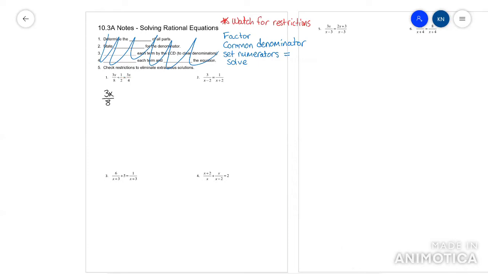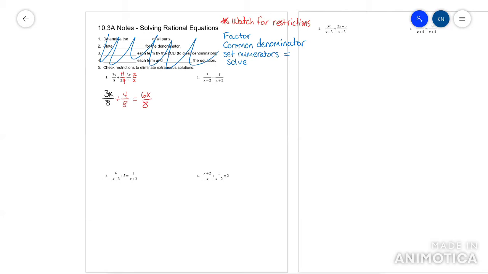So like this 1/2, it's going to get multiplied by 4 over 4. So it's going to become 4 over 8. That's still a half right there. It just looks different because we scaled it to get our common denominator. And this 3x over 4, you're going to have to multiply that by 2 over 2. So it's going to be 6x over 8. So now I have a common denominator.